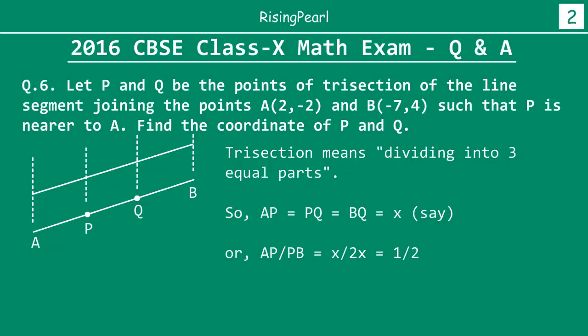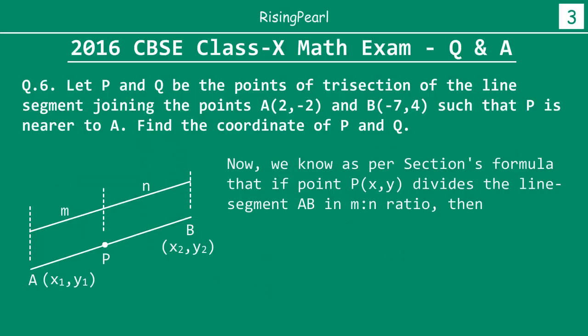Now similarly, when we bring Q in, we will notice that AQ by QB, when it is Q, then AQ is 2 parts and QB is 1 part. So the ratio AQ to QB is 2:1. Now we talked about using the section formula to solve this question, right?